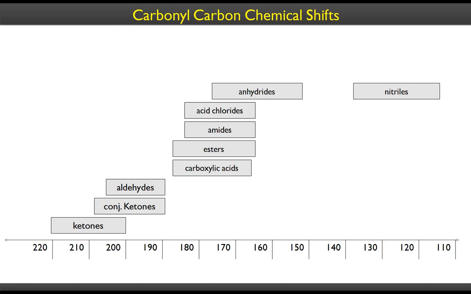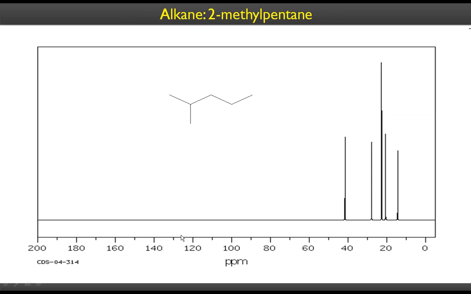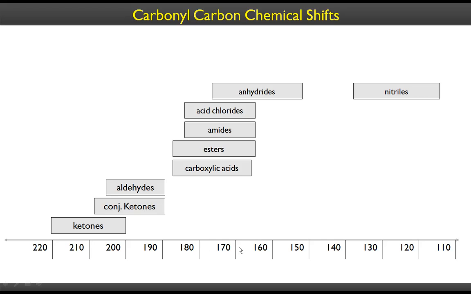So if you zoom into the carbonyl range, if you want to go further into refining the carbonyls, you have to zoom from 110 to 220. That part of the NMR can be printed separately, and then you look at the position of the peaks, and depending upon the position, you could analyze it as a nitrile or an anhydride or acid chloride, amides, esters, carboxylic acids, aldehydes, conjugated ketones, and ketones in that order. Ketones are the farthest downfield.